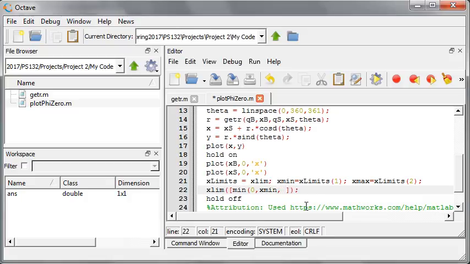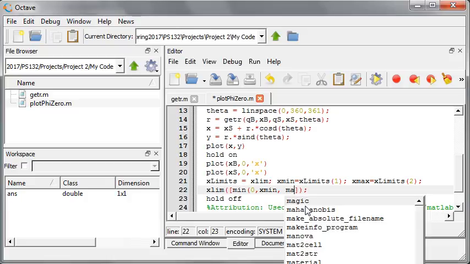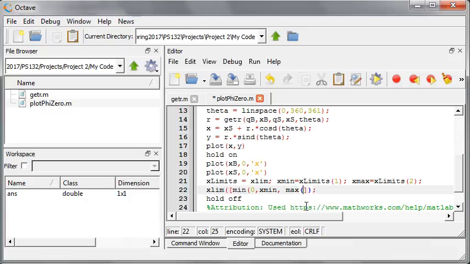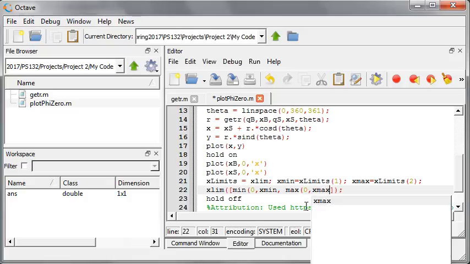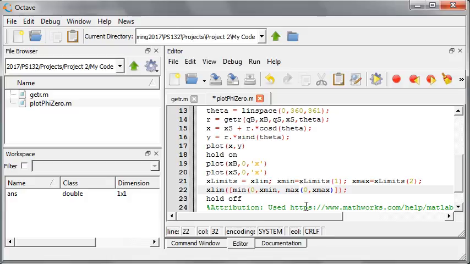And then it goes up to, I'm gonna go max, whichever is bigger, between 0 and xmax. So if everything is to the left of the origin, then the graph might not go all the way up to the origin, and I want to make it so that it does. So the maximum between 0 and xmax. I think I left out a parentheses over here.